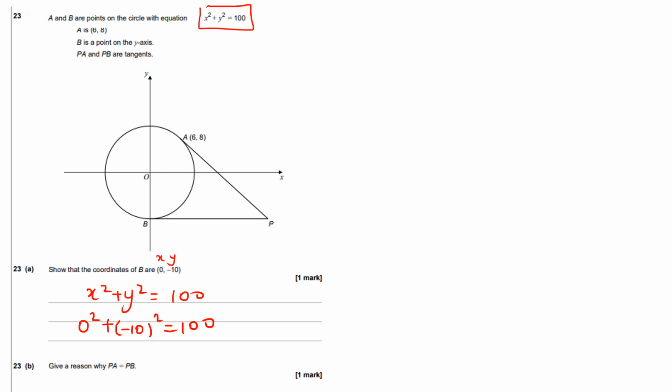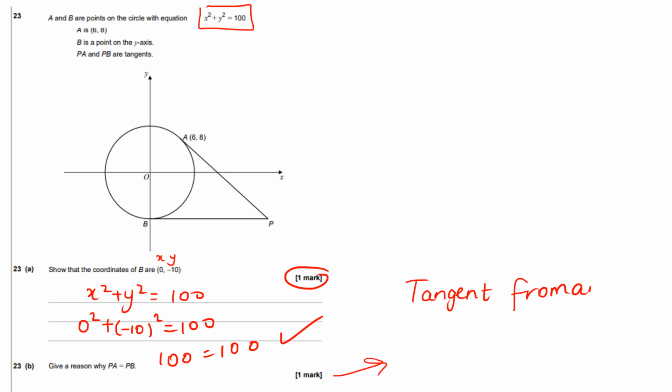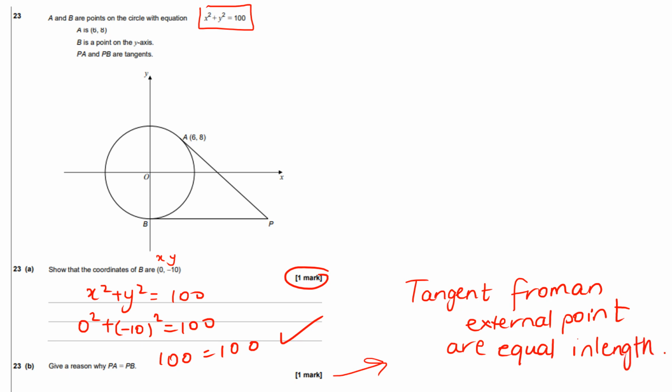The radius of the circle is 10 then, so we've got 100 is equal to 100. Yes, so it is. Next question, give a reason why PA equals PB. I already talked about this. Because tangents from an external point are equal in length. And that's how you get full marks.